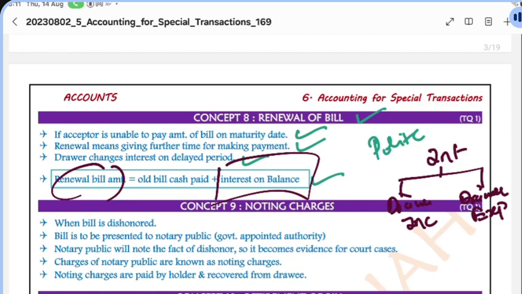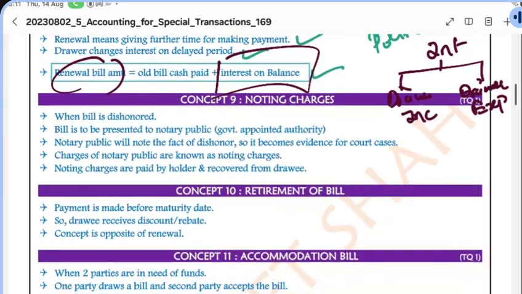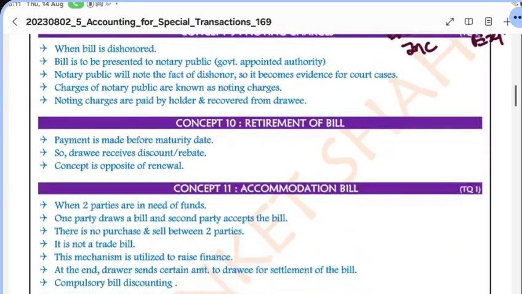Yes, sometimes he may agree to make the part payment also. Sir, I will pay 40,000 which I have now, for 60,000 you renew the bill. It may happen. Okay, done, clear. Now, have you understood this? No.